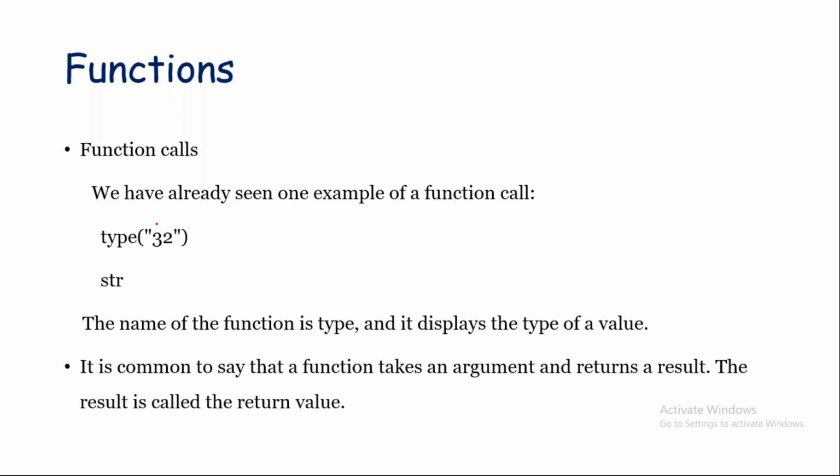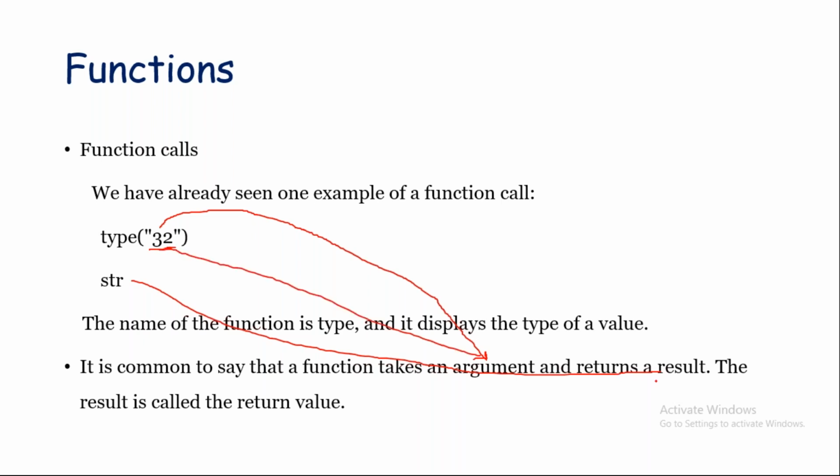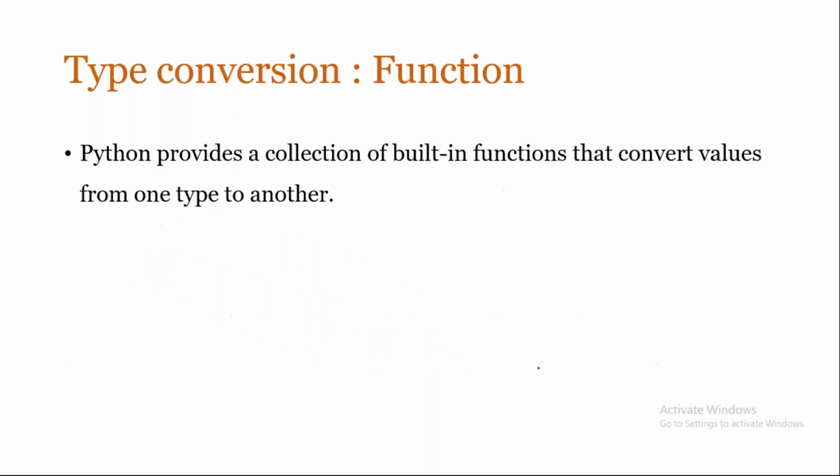Now what is this called? The thing that you put inside a function is called an argument. And the result that you get from a function is called the result. These are the two terms I'm introducing to you. That's as simple as that. Do not get bothered by it. Whatever input you put inside a function is called an argument, and the result that you get is called the result. That's as simple as that.